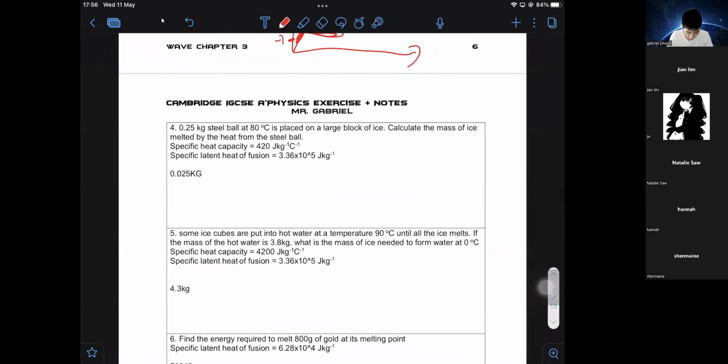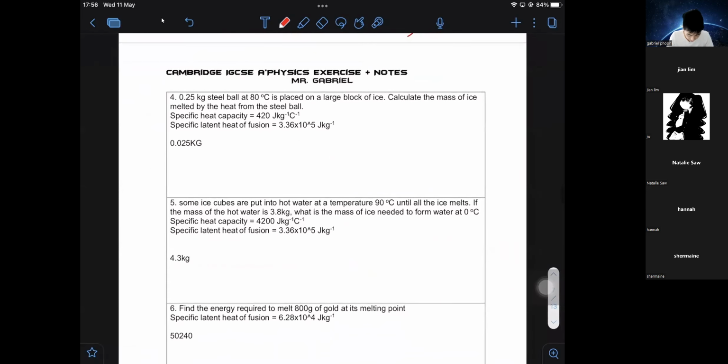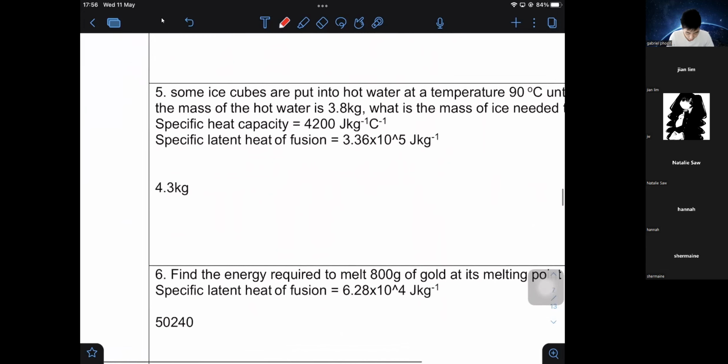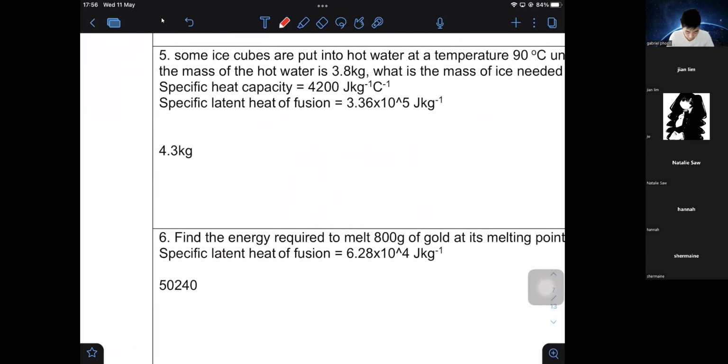Then question number 4, check your answer, guys. It's supposed to be 0.025 kg. Then question number 5 is somewhere around 4.3 kg. And question number 6 finally is 50,200 joules. 50,200 joules. Power what?